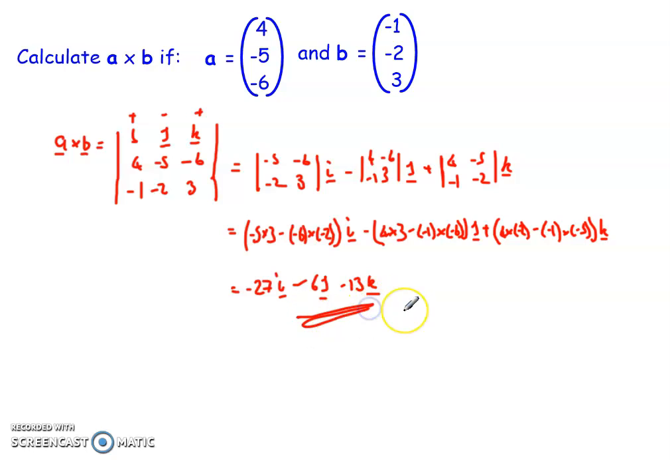So there you go. That there is A cross B, so that represents the vector normal to A and B at the point where the two vectors meet on the three-dimensional plane that is defined by them.